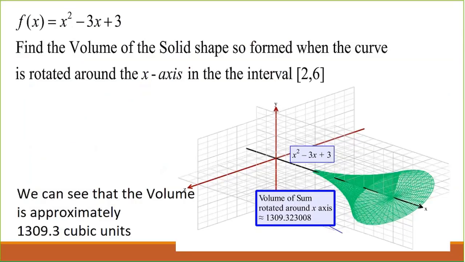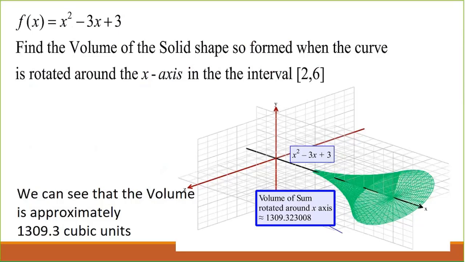Okay. So if we did this now, I've got a function x squared minus 3x plus 3, and we want to find the volume of this solid when we rotate it about the x-axis, and the domain is 2 to 6. So you can actually on the screen see what the shape would be when you rotate it about the x-axis, and it says the volume would be about 1,309 approximately. So that's the approximated volume.